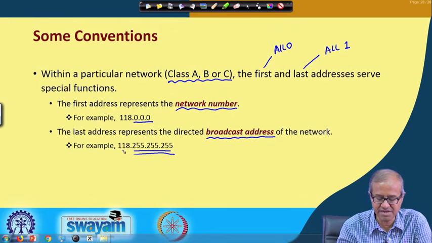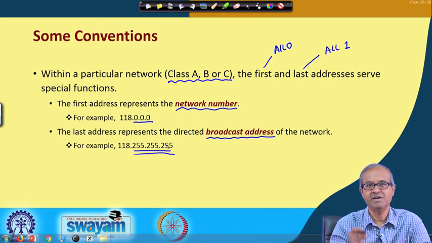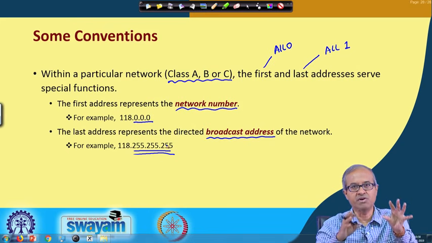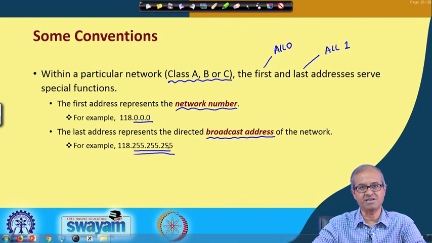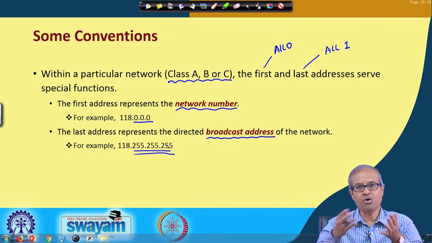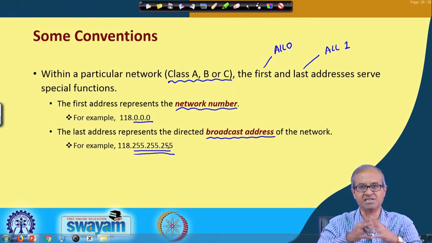So, if you write an address as 118.255.255.255, the packet will be sent to the 118 network and it will be broadcast to all the computers inside that network. So, these two, all 0 and all 1, are used for special purposes. All 0 indicates the network, which is particularly used inside the routers to maintain the routing tables that we shall see later, and all 1 is used for broadcast. Okay.